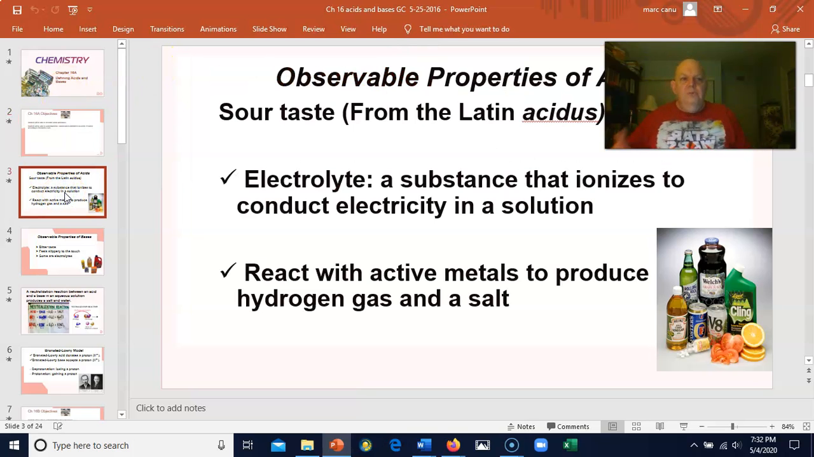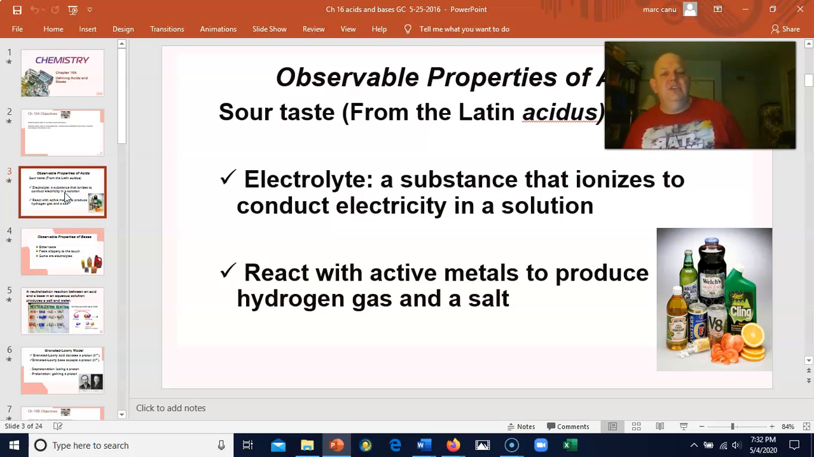So, observable properties of acids. Where do we even get the word acid from? It comes from the Latin acidus, which means a sour taste. Now, if you've tasted lemon juice, not lemonade, but lemon juice, you notice it has a sour taste.